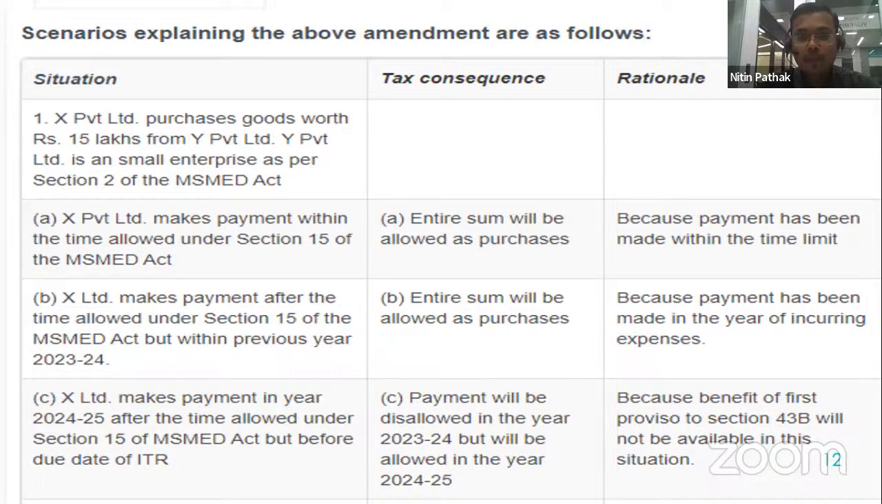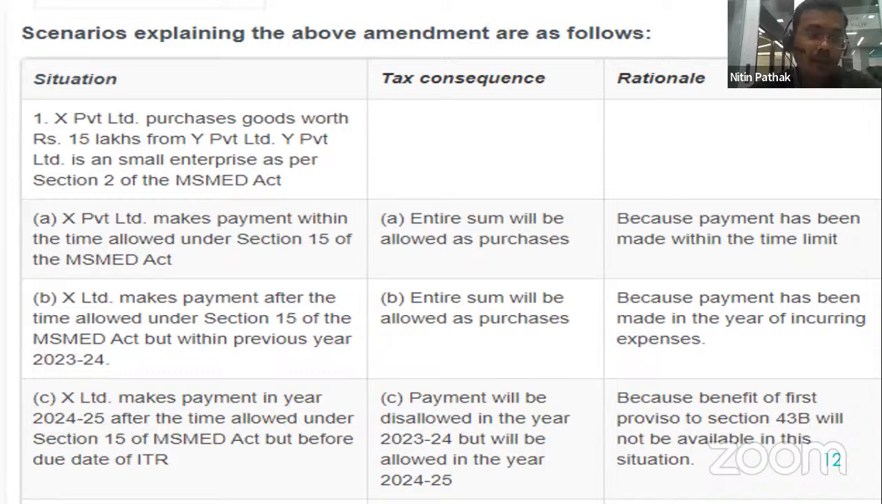Okay, next financial year. If the payment is made after the time limit of the MSME Act, but before the due date of ITR, and beyond the specified limit of the MSME Act, it is not allowable, and it will be added to their income, directly added to the net profit.